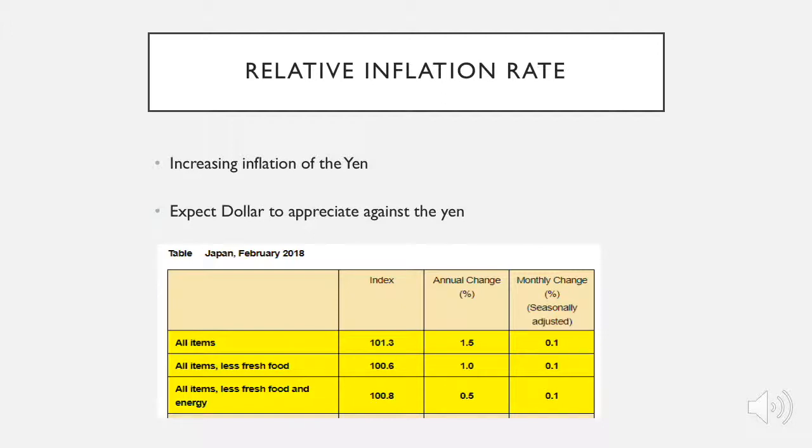A high rate of inflation is known to reduce demand for a country's exports and increase their level of imports. If that were to happen to Japan, the demand for the yen would fall while the supply would rise. This would ultimately make the dollar appreciate against the yen.